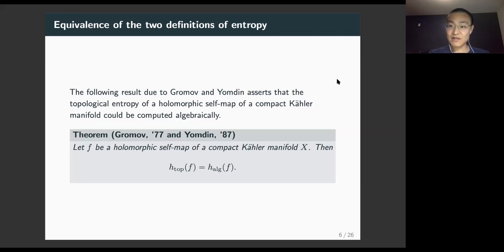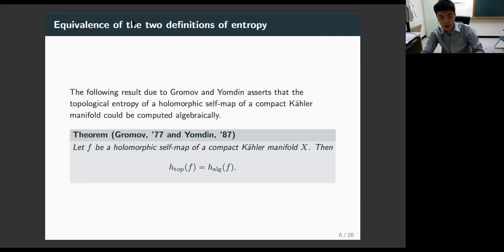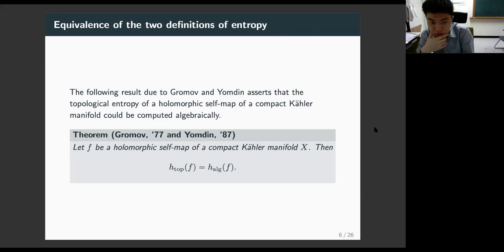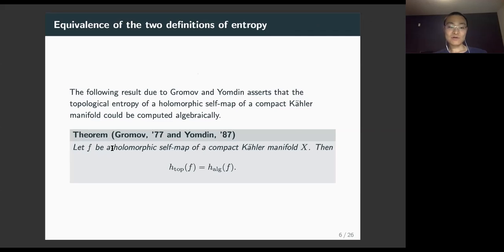Okay, so any question? So your f here is only required to be a holomorphic self-map, no need to be surjective or dominant, right? It doesn't matter. You just need to replace X by its image. Holomorphic is important. Meromorphic, yes. Right, correct. So the point is this f has to be holomorphic. Otherwise we only have the one direction.